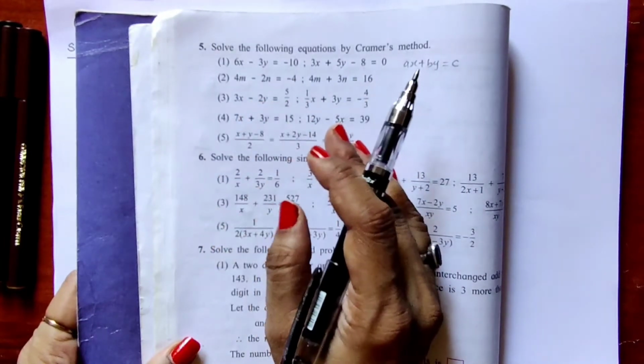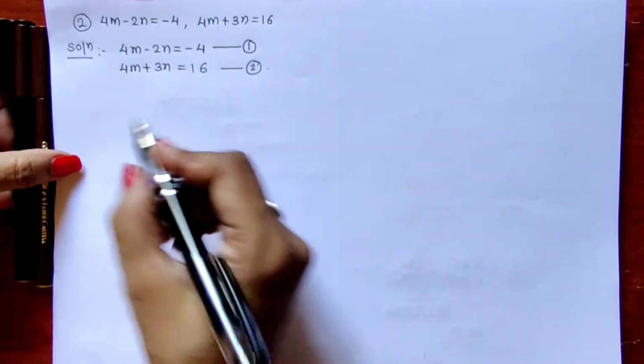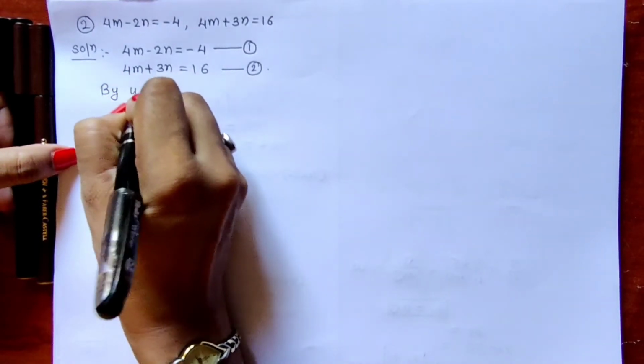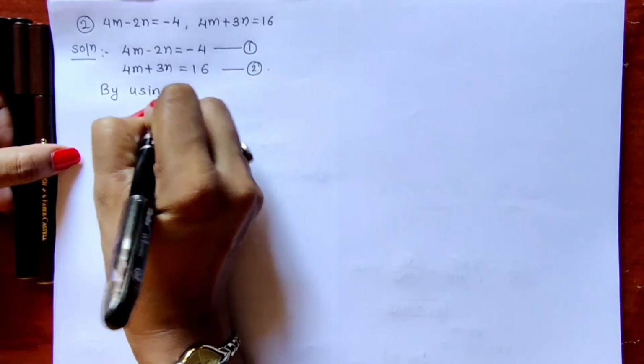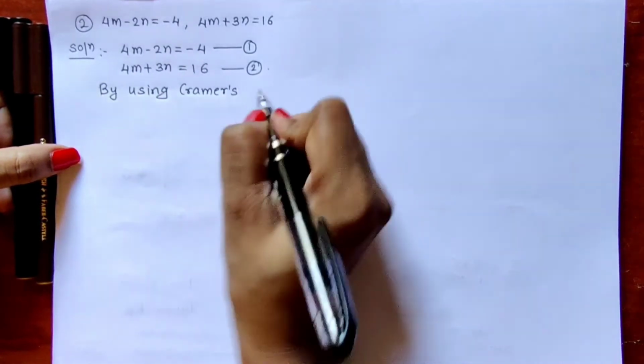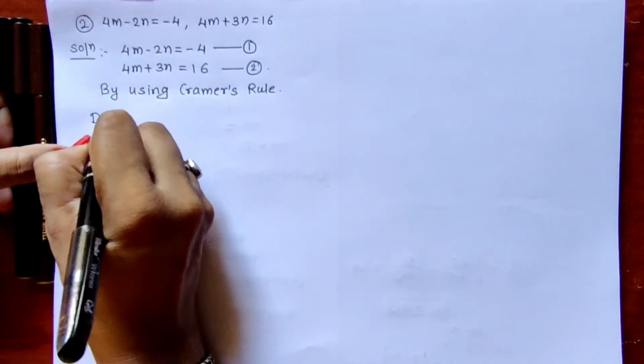We can directly apply Cramer's rule. So let us see. We have to write equations 1 and 2 as given equations, and then we directly write by using Cramer's rule or Cramer's method. Using Cramer's rule, first we will have to find the determinant d.